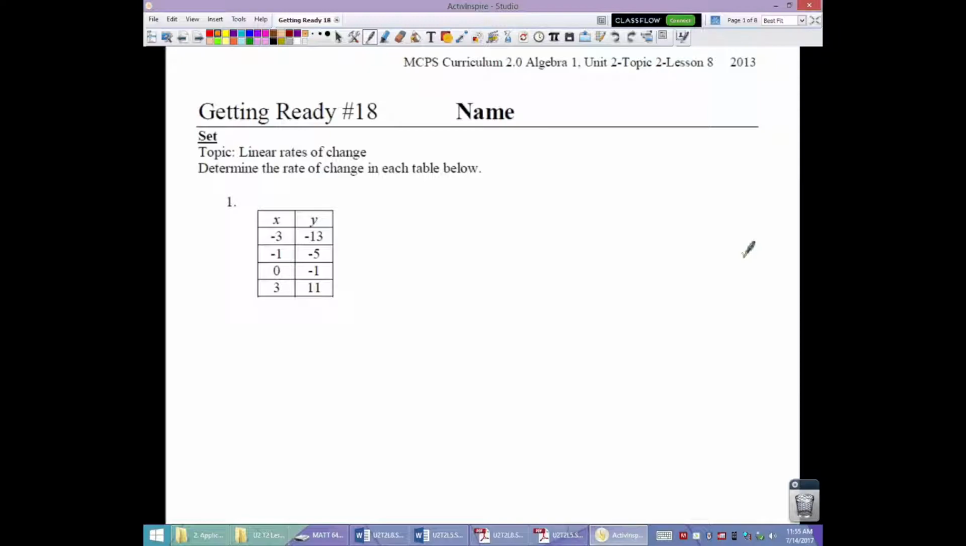Okay, so we're going to look at some linear rates of change. And remember, we've talked about this so many ways. Linear rates of change we've called constant rate of change, slope, delta y over delta x. We use the letter m. It's y2 minus y1 over x2 minus x1. So many ways to talk about that.